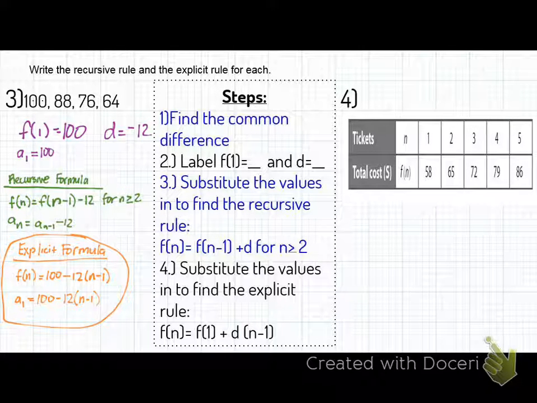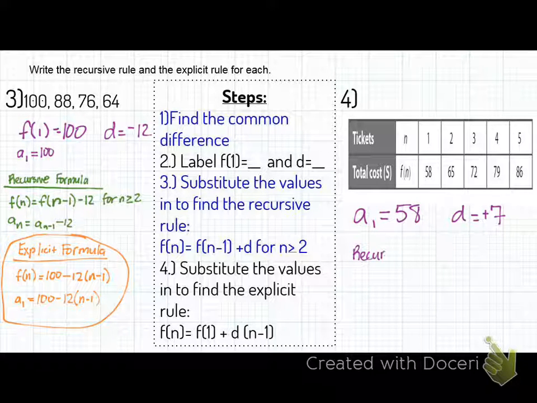Alright, let's keep going here. Number 4, let's have you do this one all the way through by yourself, and I will call on you to give me the answer. Ready, set, go. What is our f of 1? Or if I said, what's a sub 1, everyone? 58. Good. What's our d? Positive 7. Thank you for saying that. Good. What is our recursive formula?